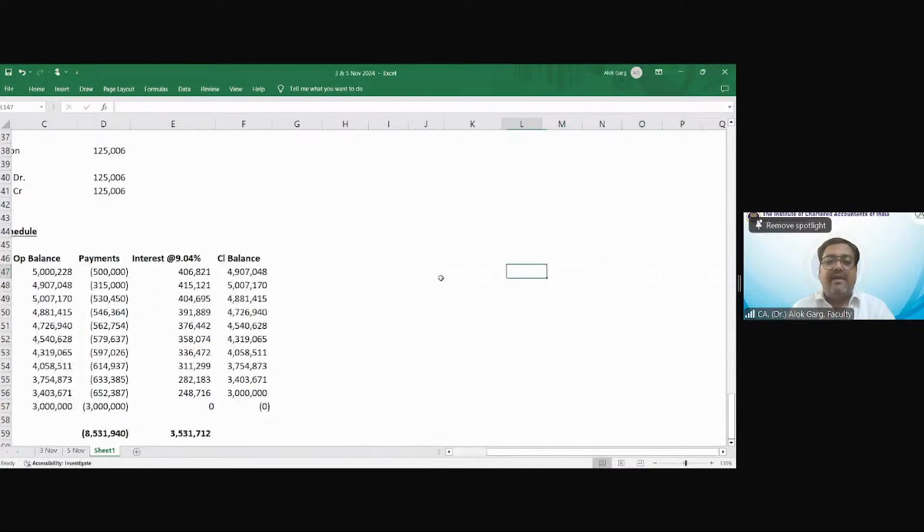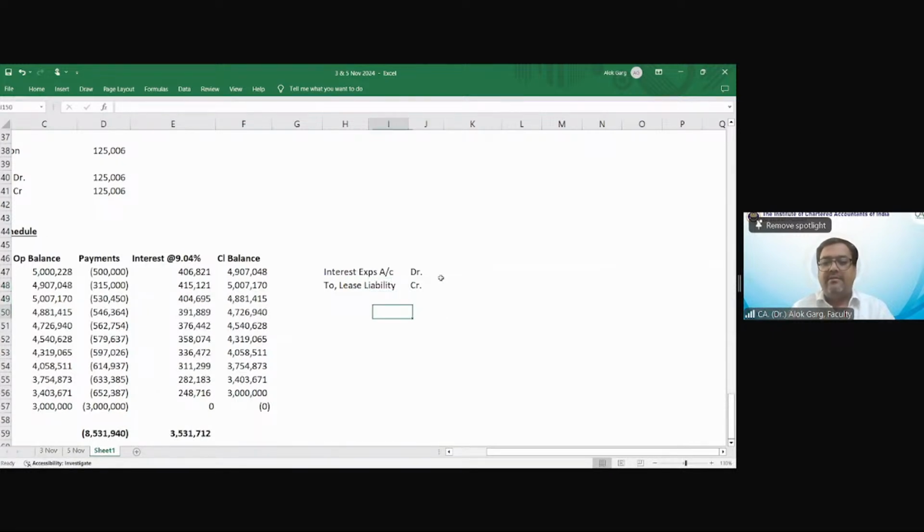Every year, what is my accounting entry for lease payment? Interest expense account debit to lease liability. To lease liability.